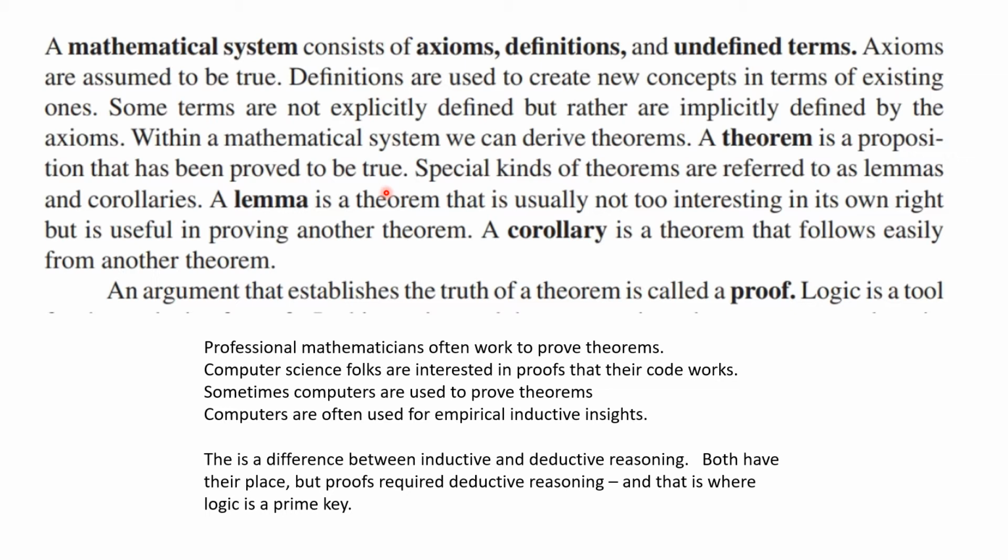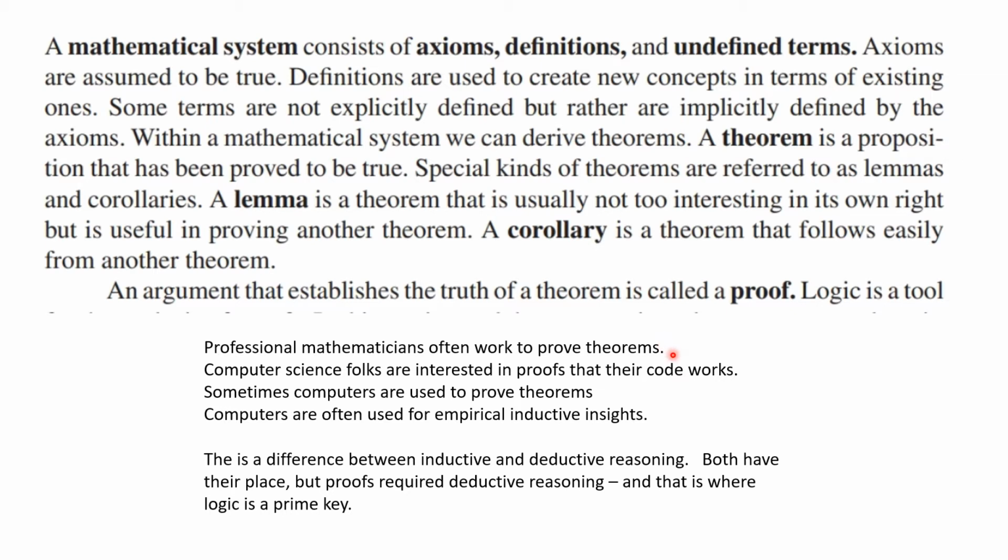Sometimes we will ask you to prove theorems or prove things. Special kinds of theorems are referred to as lemmas and corollaries. A lemma is known as a helping theorem, so it's usually not too interesting in its own right, but it's useful in proving another theorem. A corollary is a theorem that follows easily from another theorem, and sometimes corollaries are quite useful. An argument that establishes the truth of a theorem is called a proof, and logic is a tool for doing that proof. That's why we covered logic before this chapter.